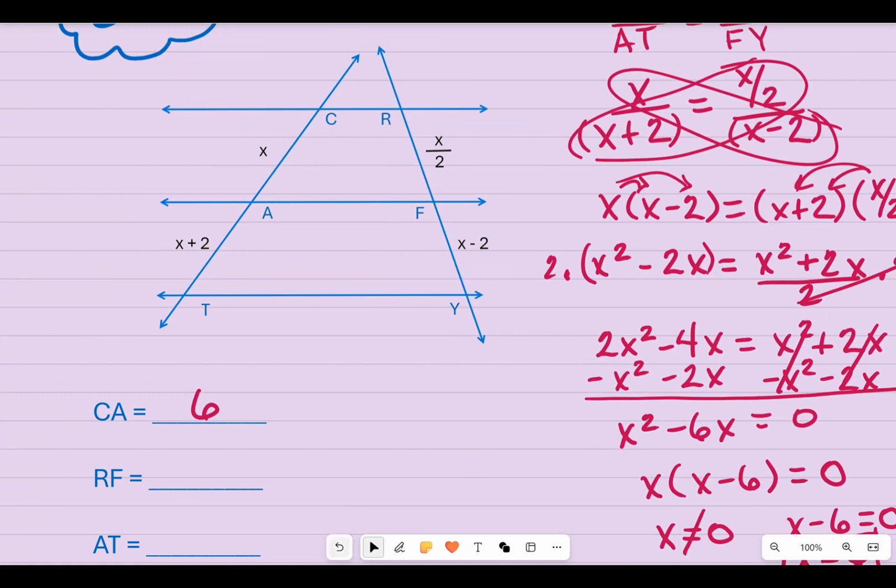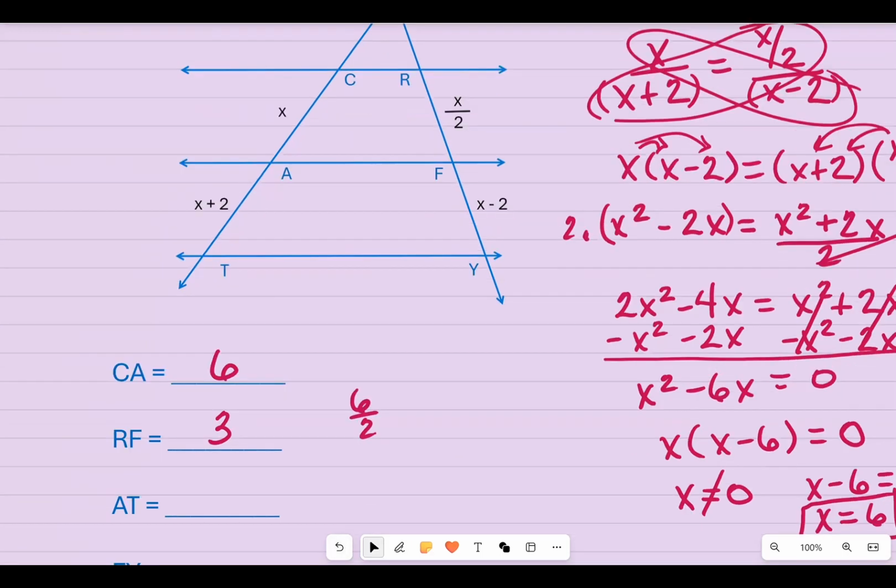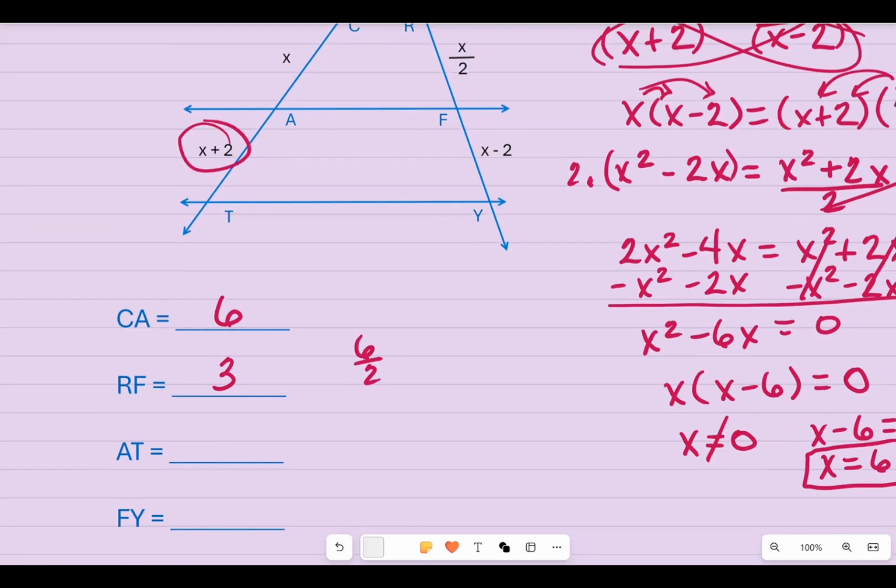Now if we want to find the length for RF, we would take that same 6 and divide by 2. So that's going to be 3. For AT, we're going to take that 6, add 2, and that's 8. And then finally for FY, we take 6, subtract 2, and so we have all of our side lengths using the different theorems that were given to us.